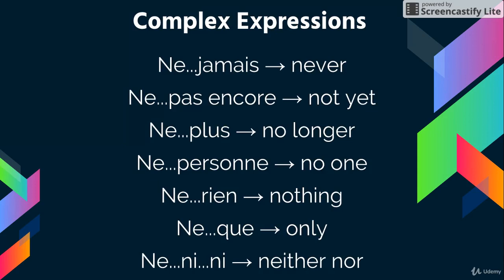Ne jamais means never, ne pas encore means not yet, ne plus means no longer, ne personne means no one, ne rien means nothing, ne que means only, and ne ni means neither nor. For each of these except ne ni, you have to put the ne before the verb and the actual expression after the verb. Also, keep in mind that ne que is not actually a negative expression since it means only, but it is included here because it follows the same pattern as the negative expressions.